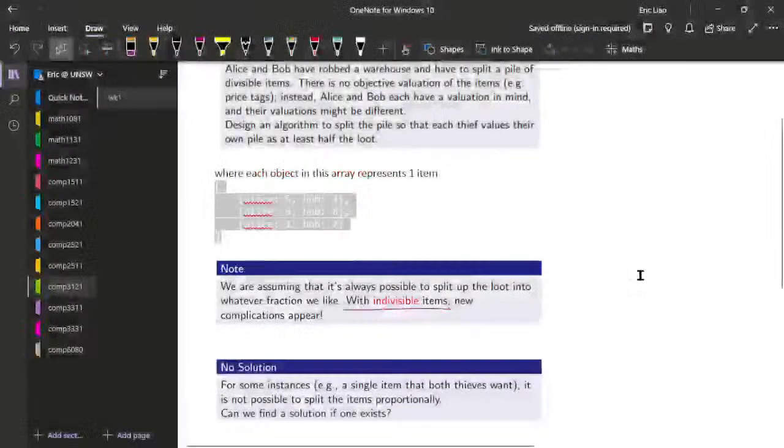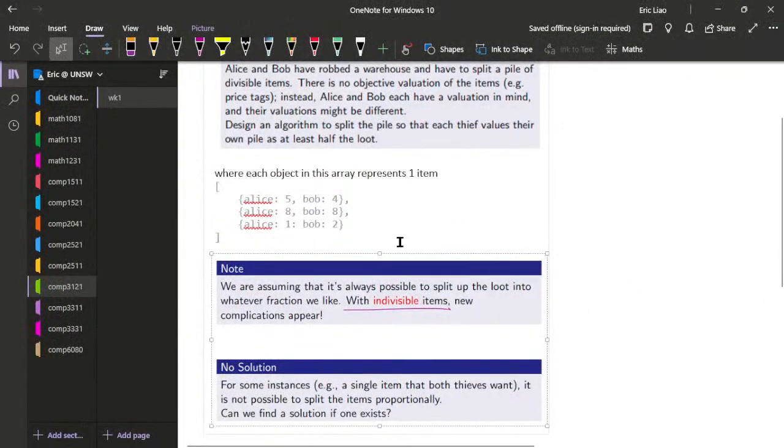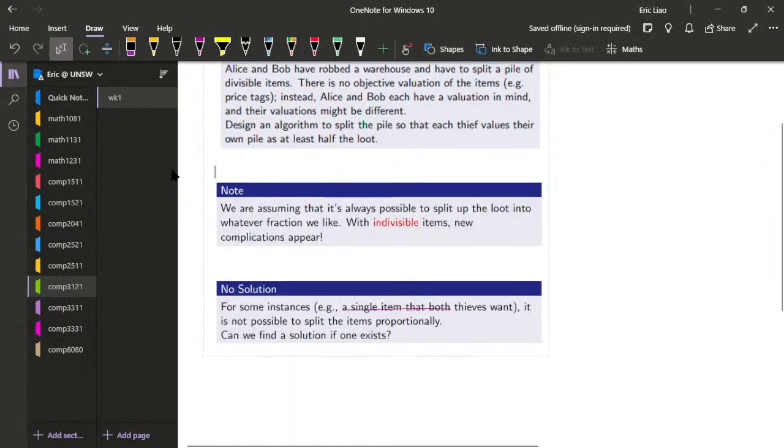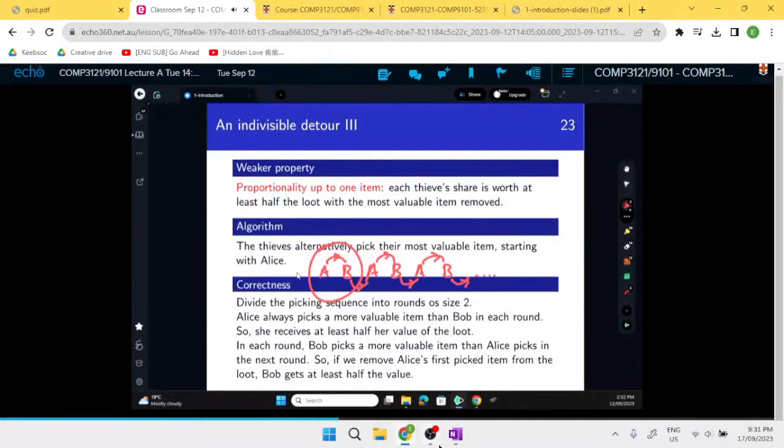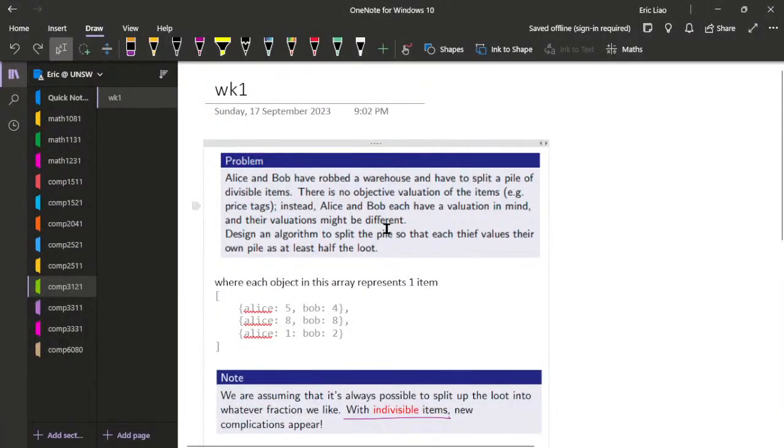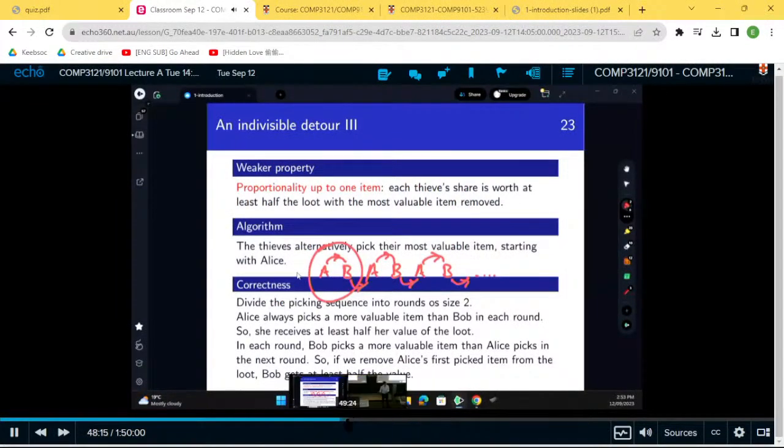So we can see that if we look at Alice's allocation, and we just compare the first two items that are picked, then among these two, Alice always gets the most valuable from her perspective. And so we can look at this problem in rounds. In each round, two items disappear, and Alice gets the most valuable one from her perspective.